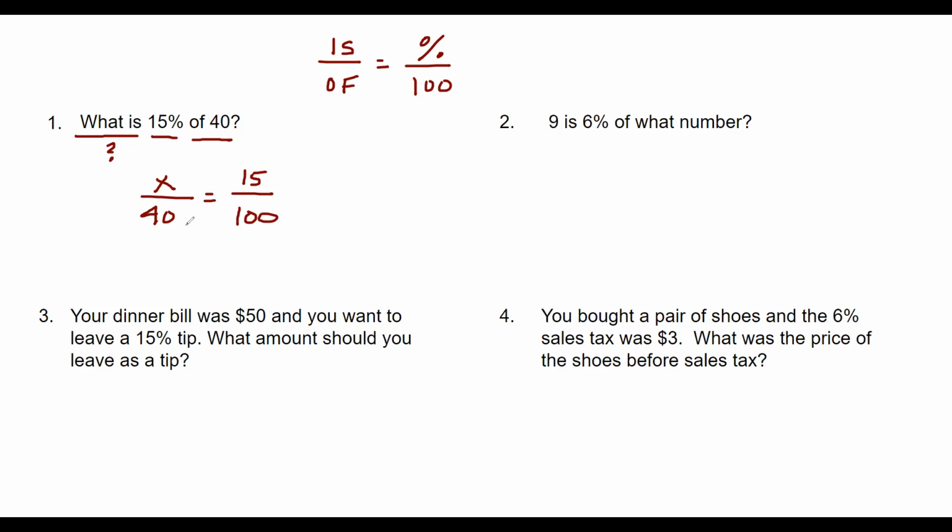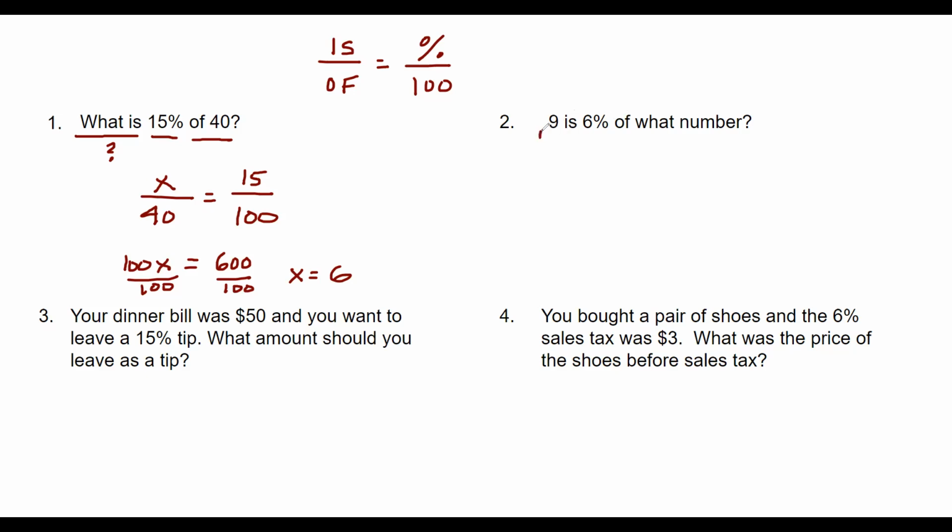And then we cross multiply. I always like to cross multiply first with the x. So x times 100 is 100x is equal to 40 times 15, which is 600. You can use your calculator for these kind of problems. And then finally, we will divide both sides by what x is being multiplied by, 100. That will give us x is equal to 6. 6 is 15% of 40.